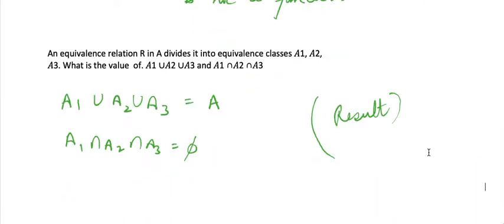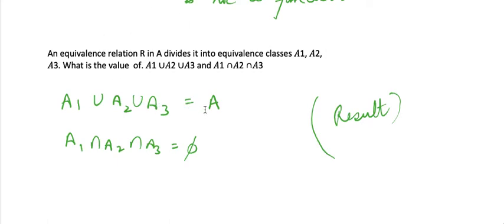Now the last one. An equivalence relation R in A divides it into equivalence classes A1, A2, A3. What is the value of A1 union A2 union A3 and the intersection? Whenever a relation divides A into equivalence classes, those equivalence classes are disjoint, meaning उनका intersection empty होता है. A1 intersection A2 intersection A3 equals empty set. तो अगर 3 equivalence classes में divide किया है तो उनका intersection empty होगा and उनका union आपको given set A देगा. A1 union A2 union A3.